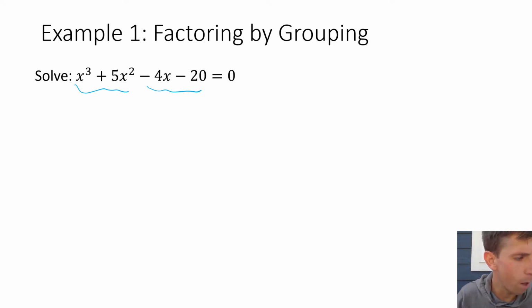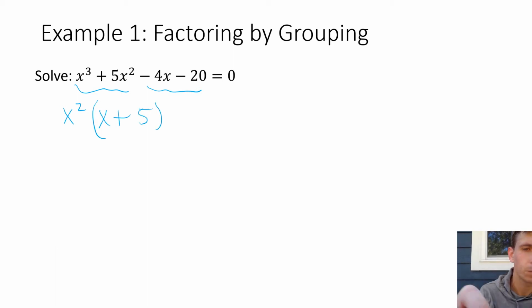I can pull out a common factor from each. So if I pull out a common factor from x cubed and 5x squared, I would pull out x squared and be left with x plus 5. Over here, when I have the minus 4x minus 20, I can pull out a negative 4. Be very careful here. Since you pull out a negative 4, it's going to be plus 5 over here. Negative 20 divided by negative 4.